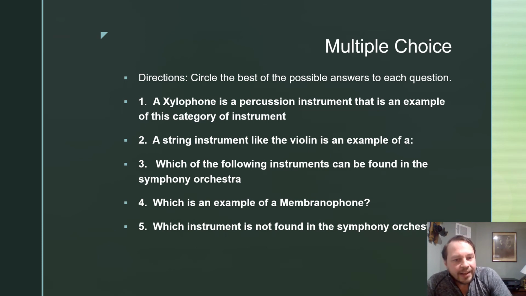Okay, number 1, a xylophone is a percussion instrument that is an example of this category of instruments. So in class we talked about the difference between instrument families and instrument categories. Categories are things like chordophone, membranophone, aerophone, idiophone, right? So a xylophone, we know it's in the percussion family, but which category is it in? Does it make its sound through the use of strings? No. Does it make its sound through the use of air?